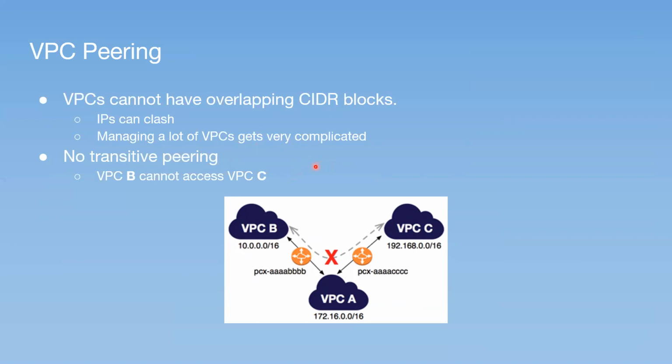And the second disadvantage is that there's no transitive peering. What that means is that if you look at this diagram here, we have three VPCs, and there's a peering connection between B and A and C. Well, B cannot communicate with C directly. It can only communicate with A directly. If you wanted B to connect with C, we need a separate peering connection here. So when you have lots of VPCs, again, this can get really complex.